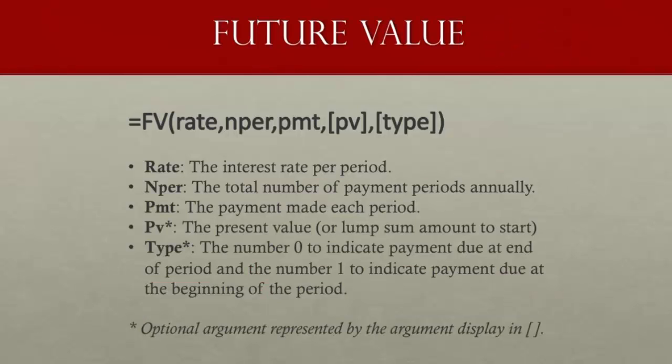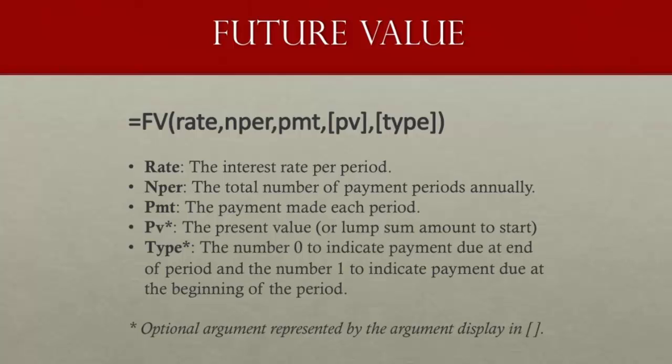To calculate the future value of an investment with periodic constant payments and a constant interest rate, you can use the FV function. Let's review the function arguments. The FV function has a rate argument. This is the interest rate per period, or periodic interest rate. NPER is the total number of payment periods annually. PMT is the payment made for each period.